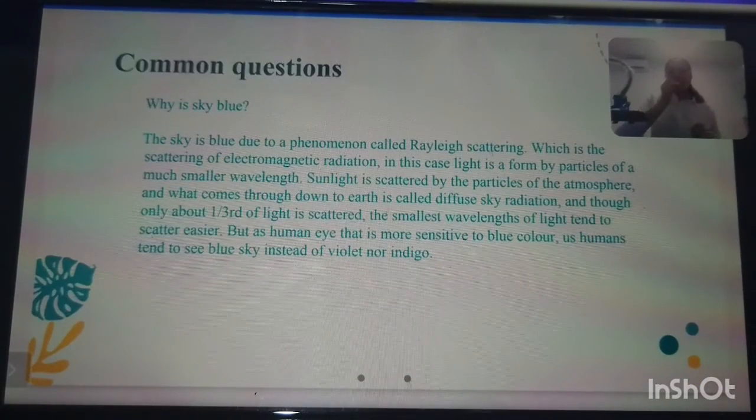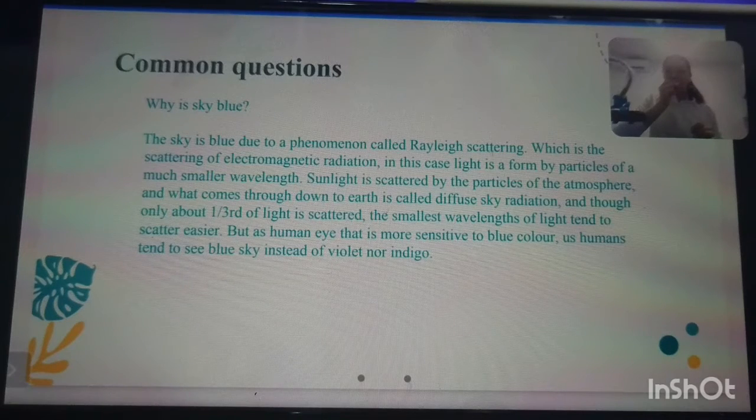Now, leading to the common questions. Why is the sky blue? The sky is blue due to a phenomenon called Rayleigh scattering, which is the scattering of electromagnetic radiation. In this case, light is a form of particles of a much smaller wavelength. Sunlight is scattered by the particles of the atmosphere, which are oxygen gas and nitrogen gas.